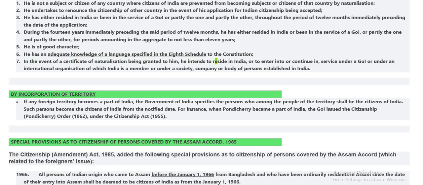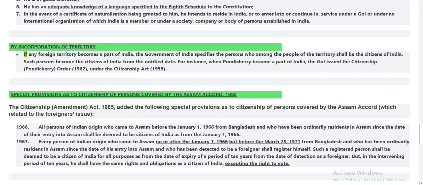In the event of a certificate of naturalization being granted to him, he intends to reside in India, or to enter into or continue in service under a GOI or under an international organization of which India is a member, or under a society, company or body of persons established in India.